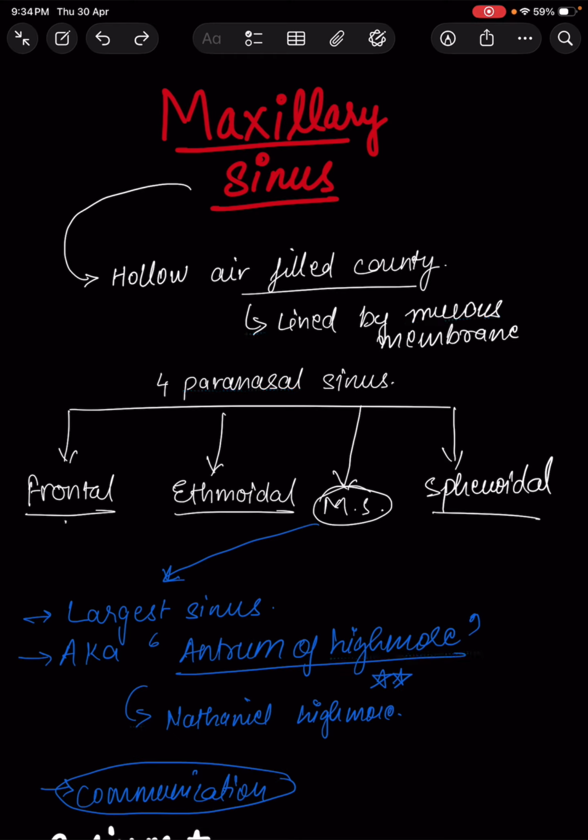So hello everybody. In this short we are going to discuss very fast what is maxillary sinus.